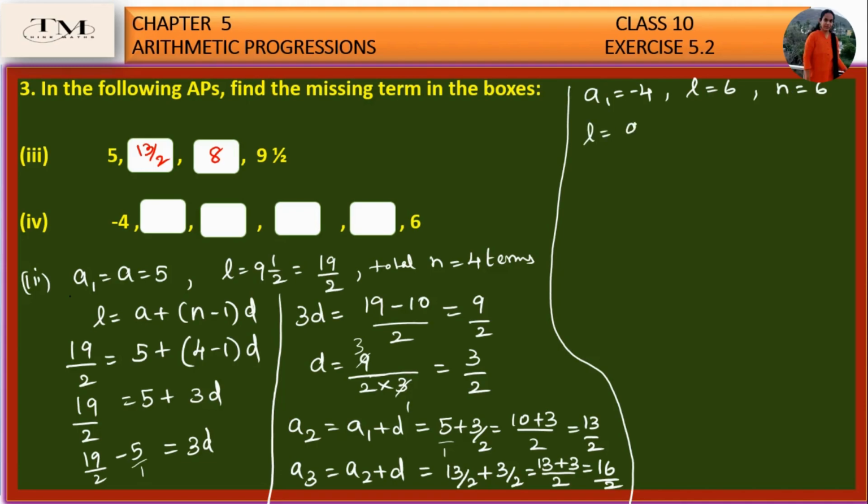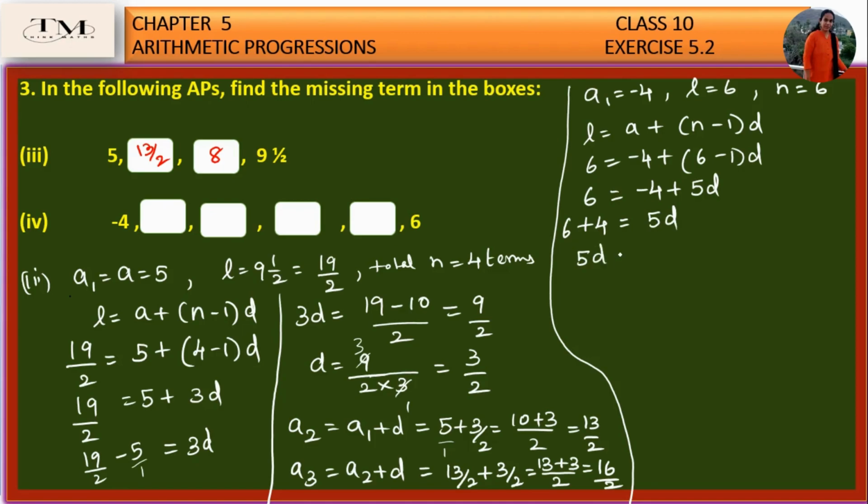So L is equal to a plus n minus 1 into d. L is 6 here. a is the first term, which is minus 4, plus how many terms are there? 6 terms. So 6 minus 1 into d. So 6 is equal to minus 4 plus 6 minus 1, 5, so 5d. This minus 4 will become plus 4 when the side changes. So we get 5d is equal to 6 plus 4, 10. So this implies d is equal to 10 divided by 5, which is 2. So we got the common difference d as 2.